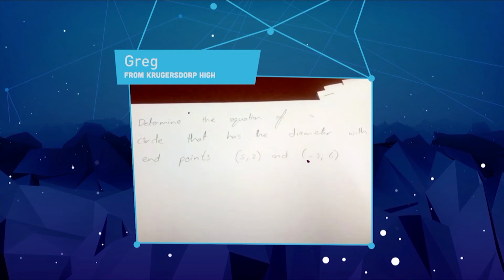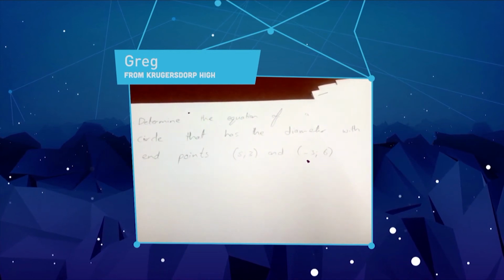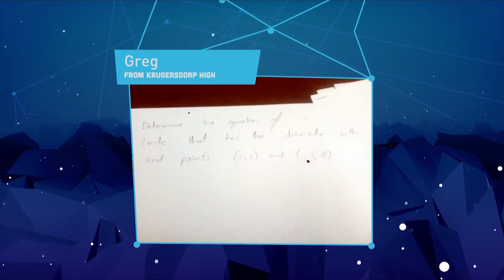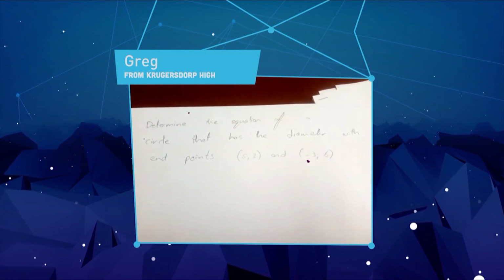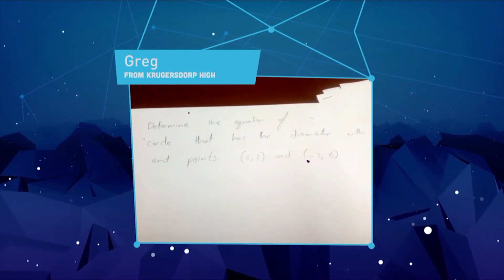It goes 3.1, determine the equation of the circle that has a diameter with endpoints with a ratio of 5 and 3 and negative 3 and 6.